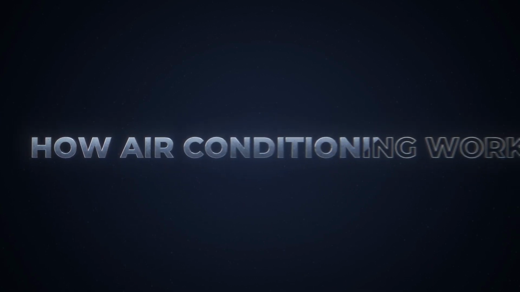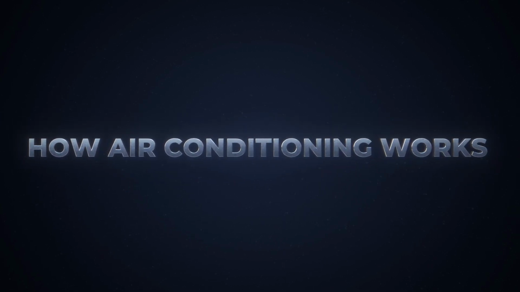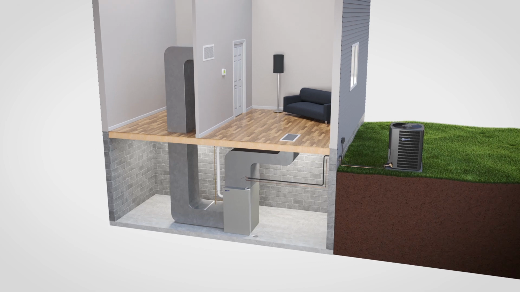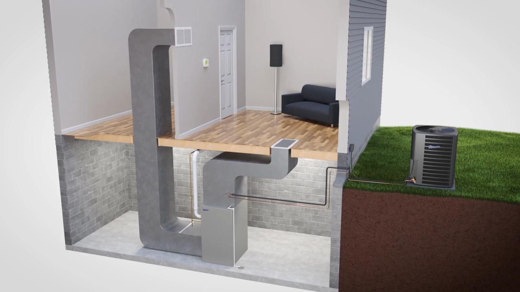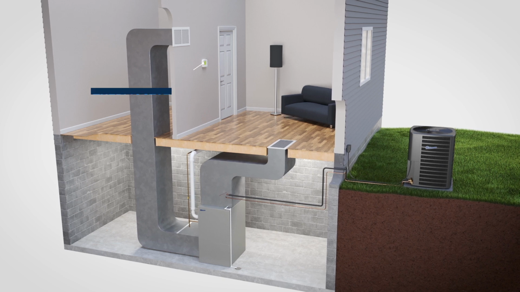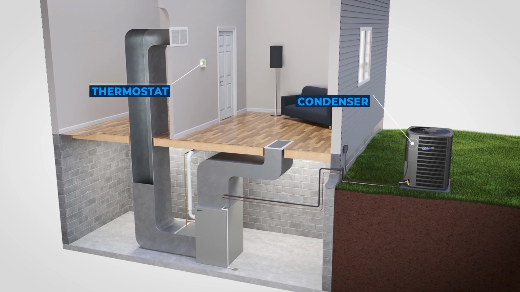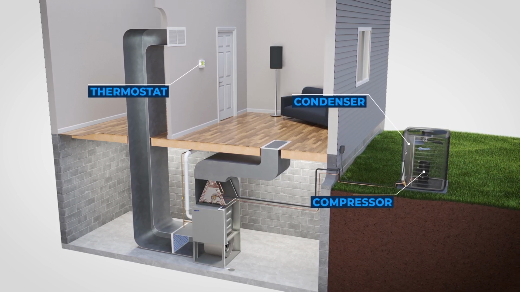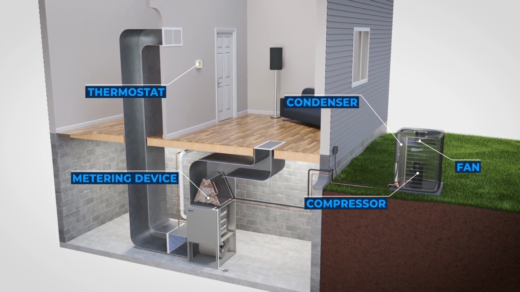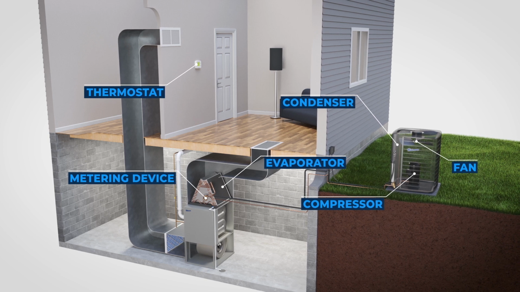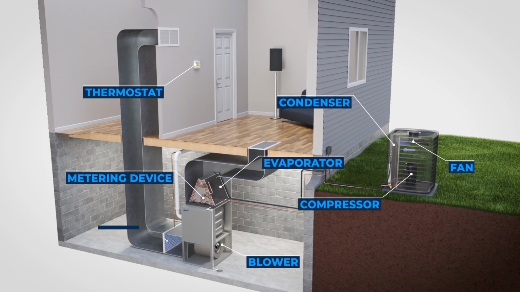How air conditioning works. There are 8 main components that play a pivotal role in cooling your home: a thermostat, condenser, compressor, fan, metering device, evaporator, blower, and a filter.